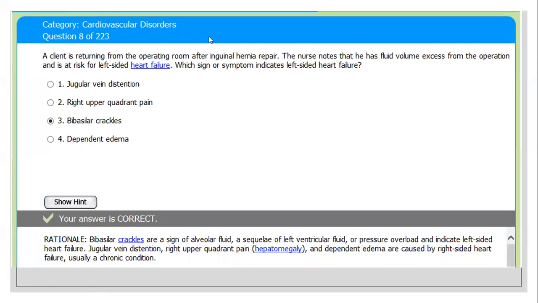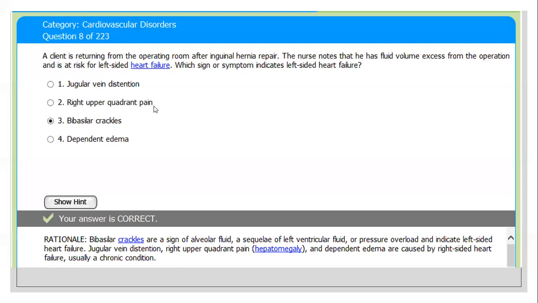bibasilar crackles. The rationale says the crackles are a sign of alveolar fluid, a consequence of left ventricular fluid or pressure overload, which indicates left-sided heart failure. Jugular vein distension, right upper quadrant pain, or dependent edema are caused by right-sided heart failure, right?